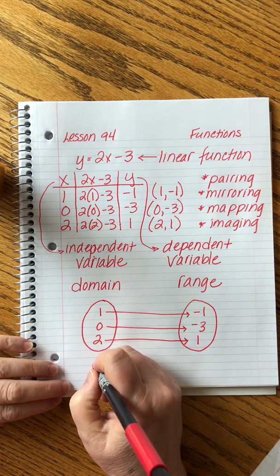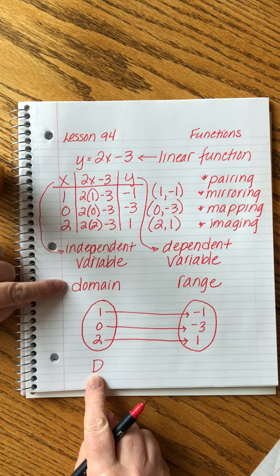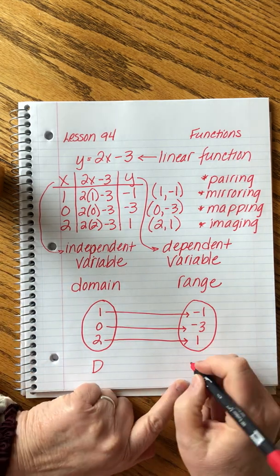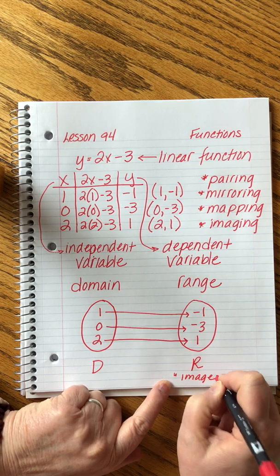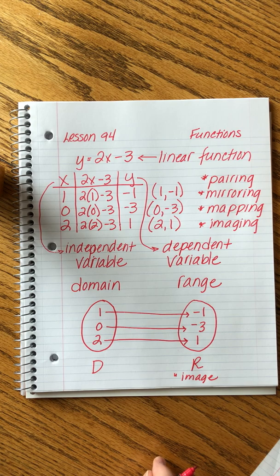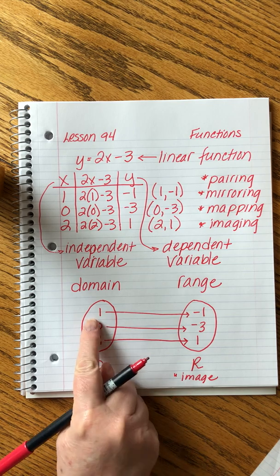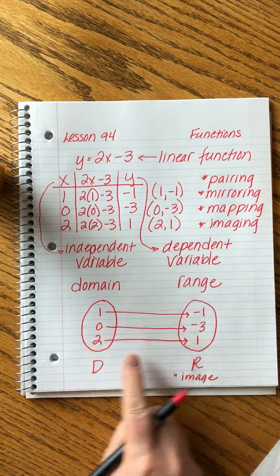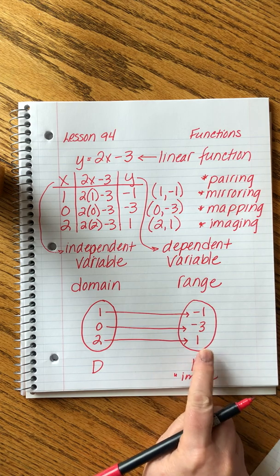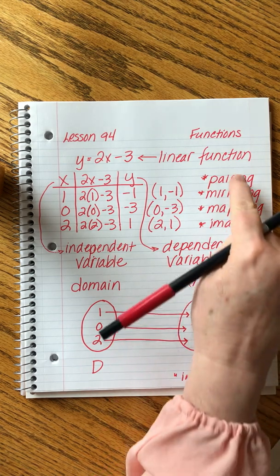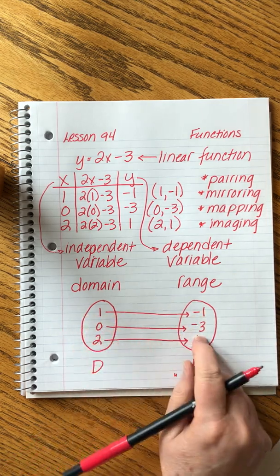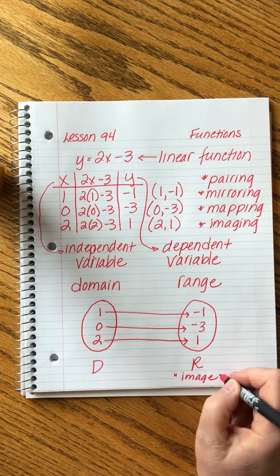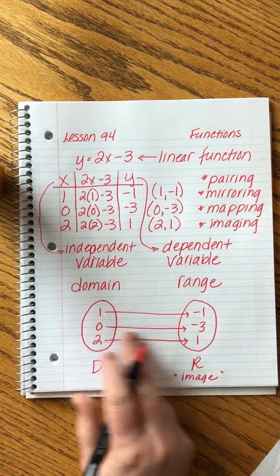All of those words can be used to describe this relationship between them. We say that every element of the domain, which I abbreviate with a D, has an image in the range, right? And this is kind of my favorite expression of all: we say there's a one-on-one matching between the domain and the range. One-on-one matching. All of these verbs also describe this relationship. There's a pairing, there's a mirroring, there's a mapping, there's an imaging. That comes from this word image. Okay? A one-on-one connection.